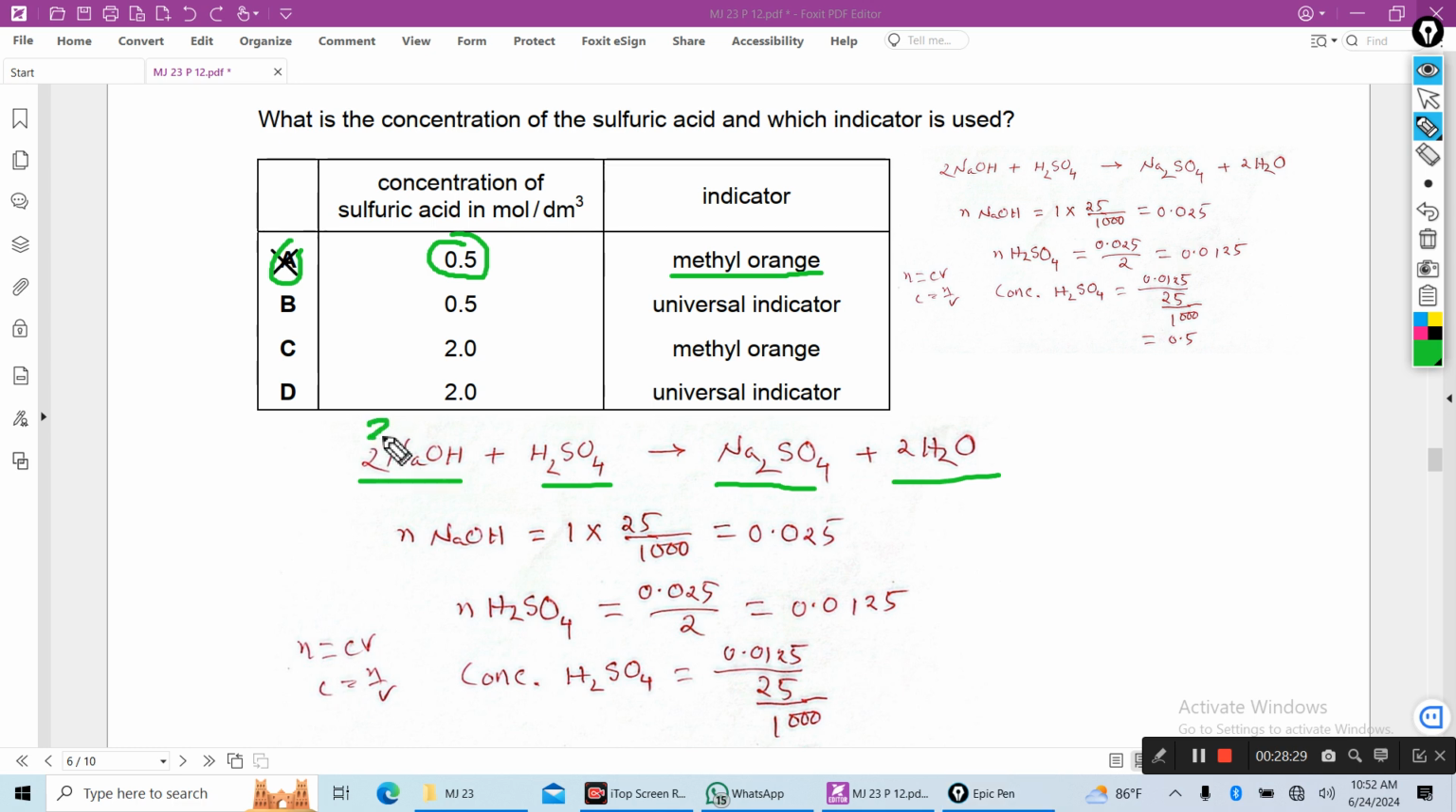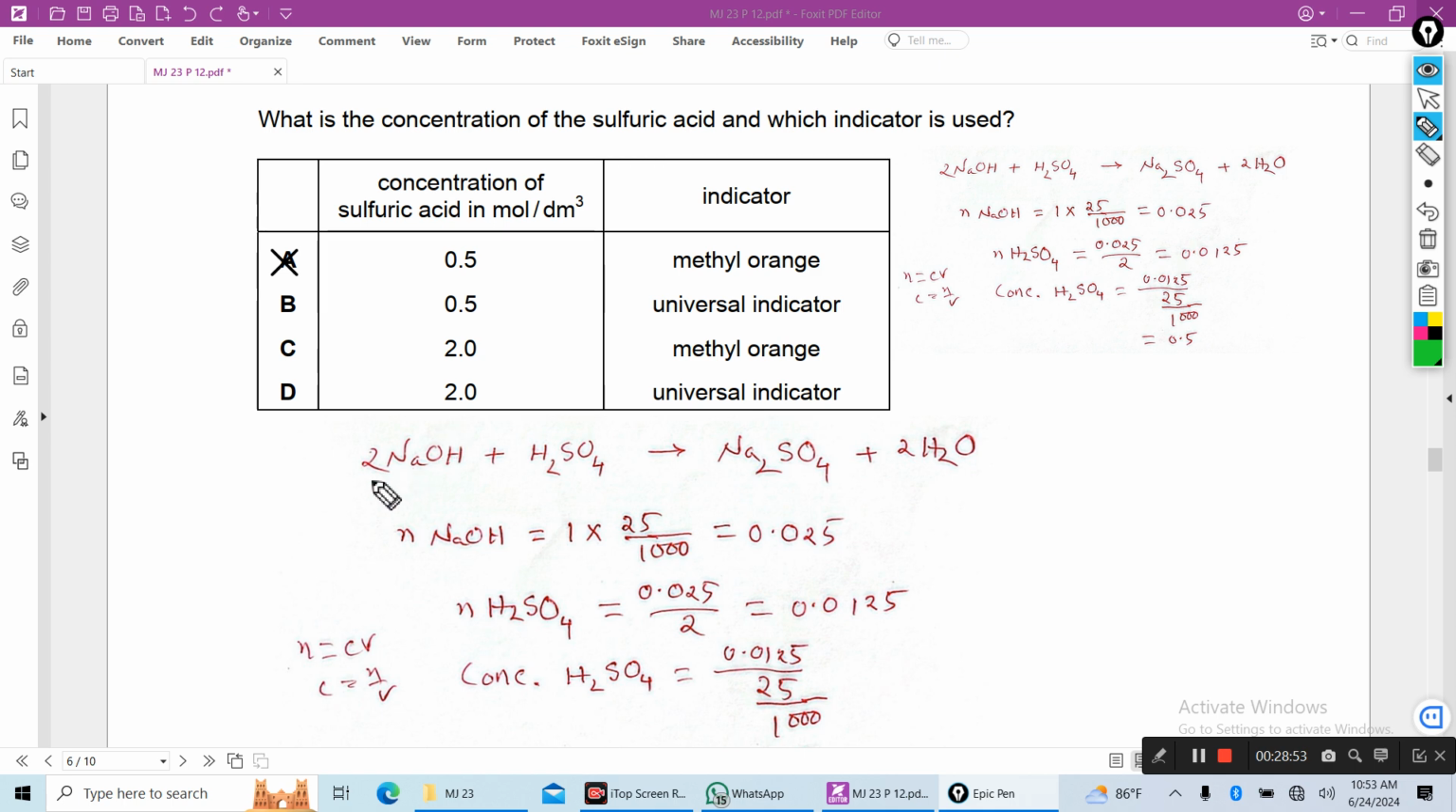Sodium hydroxide 2 moles, sulfuric acid 1 mole. First, n, the number of moles of sodium hydroxide, is concentration times volume. Volume is 25 divided by 1000, because cm³ is converted to dm³ by dividing by 1000. So the moles of sodium hydroxide you get is 0.025.